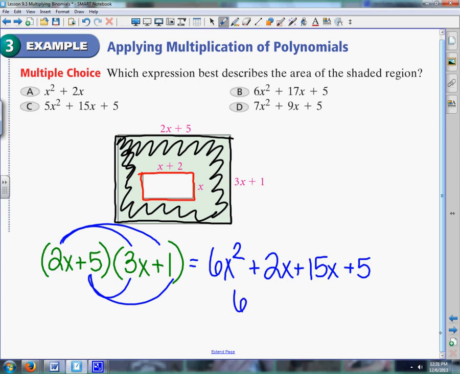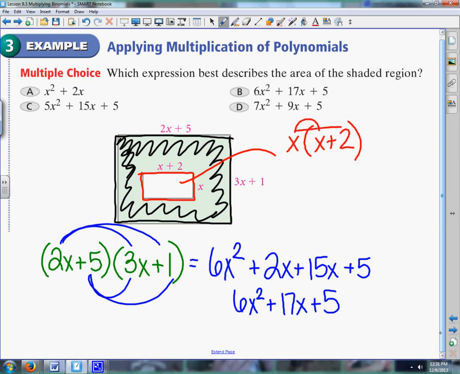So now I have 6x squared plus 17x plus 5. So that's the area of the large one. Now I'm going to find the area of this small one. I'm going to do x times x plus 2. So if I do this, I get x squared plus 2x, and I'm going to subtract that from this equation. I keep my area as one big group because the area of this is x squared plus 2x, and I'm going to subtract it as a group.